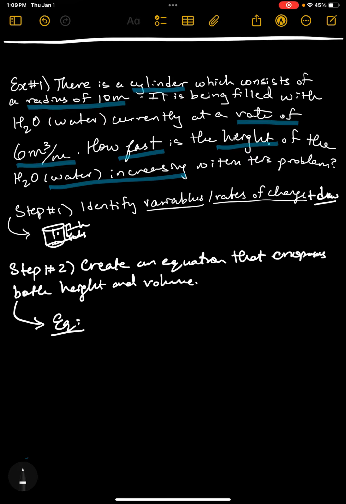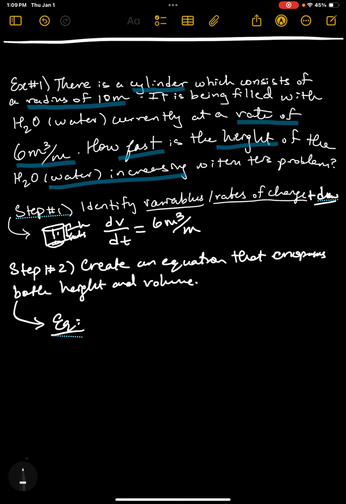So our first variable or rate of change would be dV/dt is equal to 6 meters cubed per minute. And this is representing the rate of water being filled within the cylinder. So that's why it's the rate of volume, right? So dV in relation to dt, in relation to time, per minute.